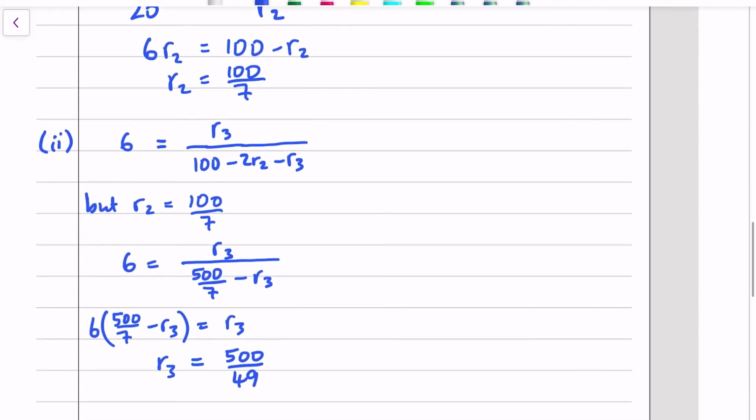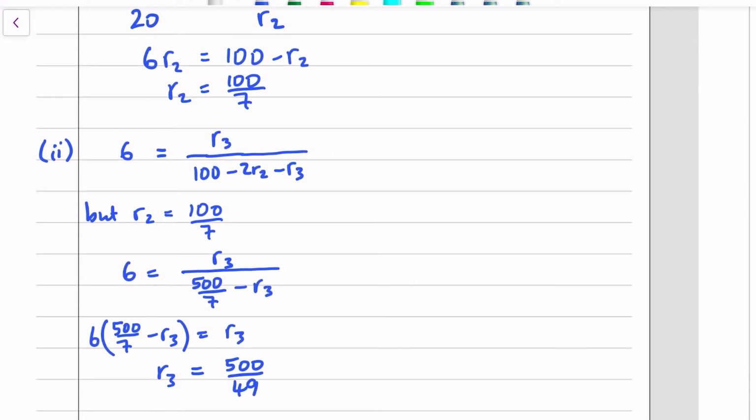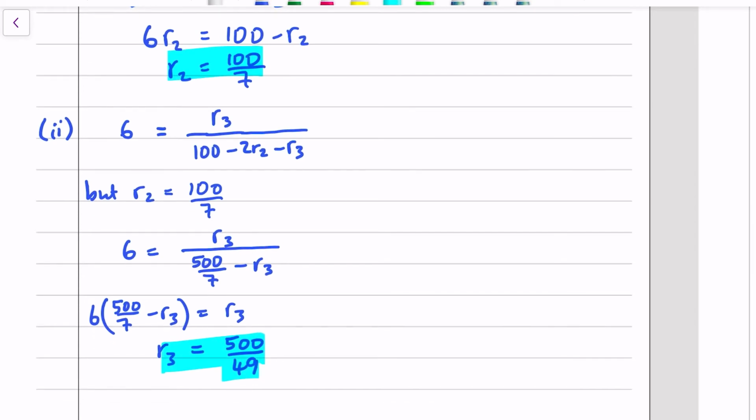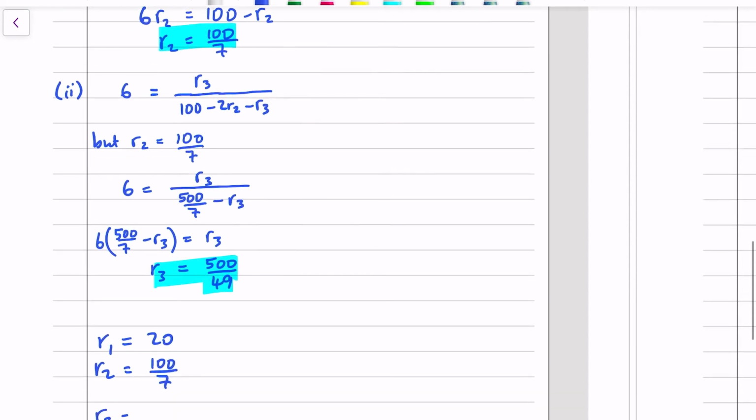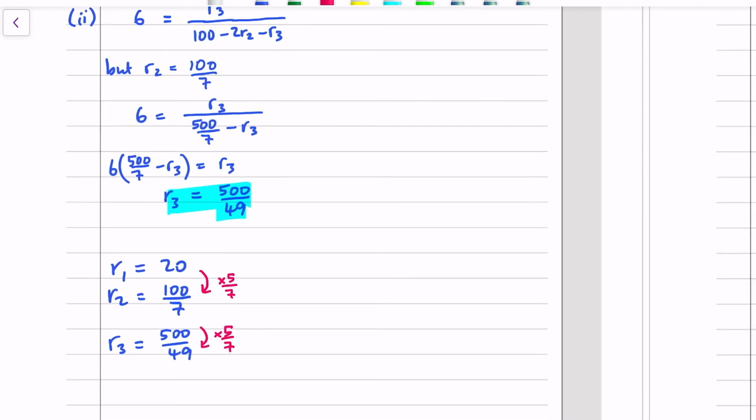And look, you can do that one more time, but I won't personally. But if we look at R2 and R3, if we do it one more time, you'll pretty much confirm what you think it is. So we've got a sequence here. R1 is 20. R2 is 100 over 7. R3 is 500 over 49. If we look at that, it's timesing by 5 and dividing by 7. So timesing by 5/7. So R4 would be 2500 divided by 7 cubed.